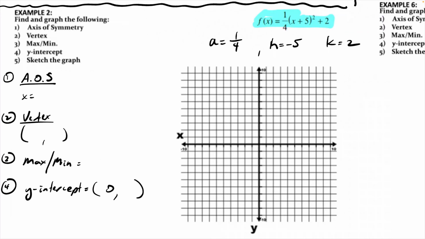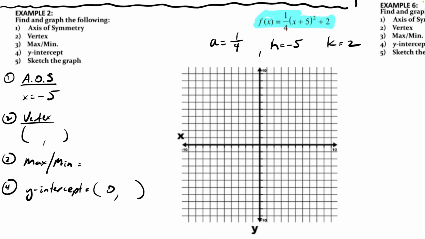All right, so I know A is 1/4 or 0.25. H is -5 because it's a liar. K is +2 because it tells the truth. Okay. Axis of symmetry is going to be x equals -5. So 1, 2, 3, 4, 5. Okay. Vertex is -5, +2. Left 5, up 2. Make a red dot.